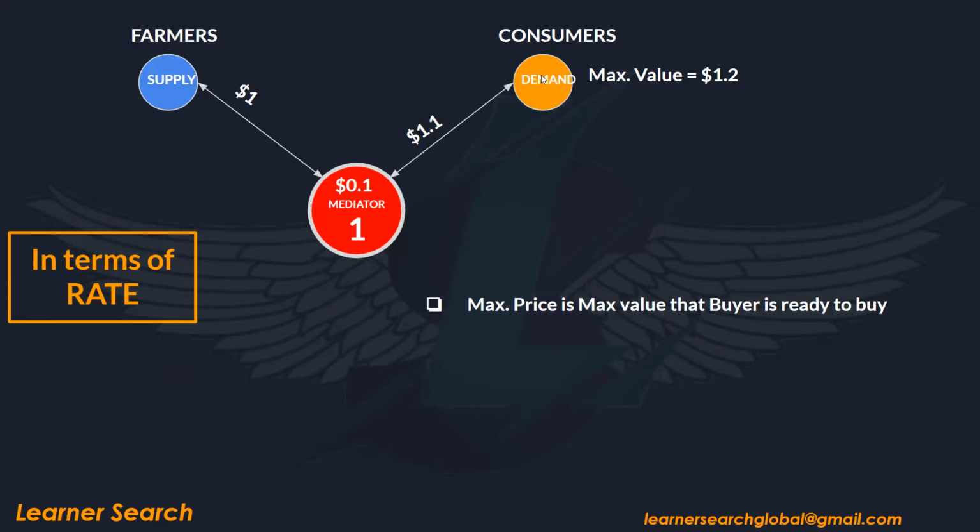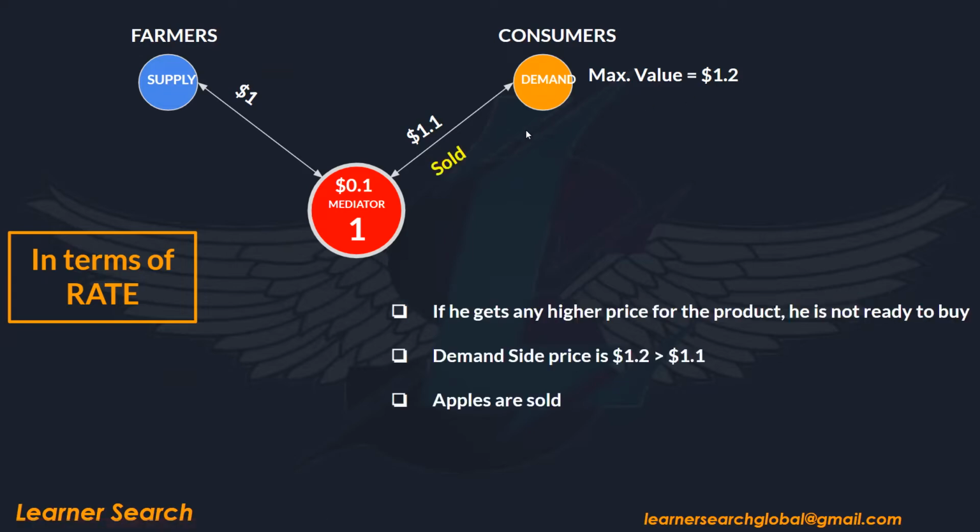On the consumer's end, they're willing to pay for that product a maximum value of 1.2. That means they're willing to pay up to 1.2 for the apple. So in this case the product gets sold, right? If he gets any higher price for the product, he's not ready to buy. In the sense, the consumer is willing to pay a maximum of 1.2. What if he gets 1.3? It gets unsold because he has only 1.2 in his pocket.